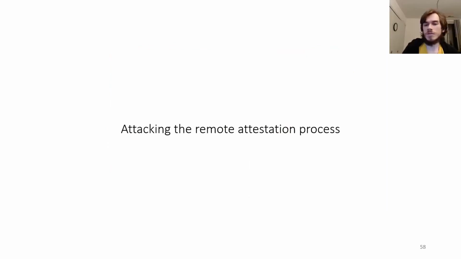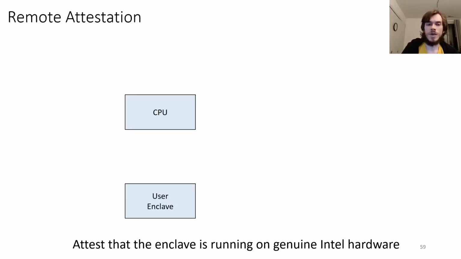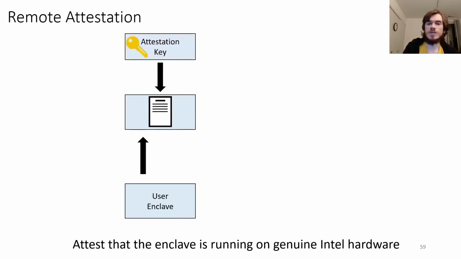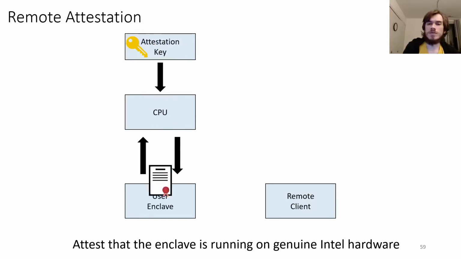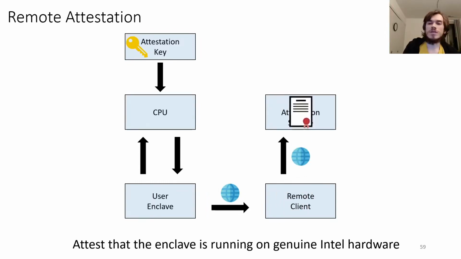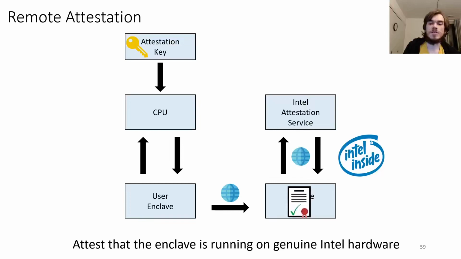So can we do even better than that? Well, that's why we want to attack the remote attestation process. So what is remote attestation? I told you before that it basically attests that the enclave is running on genuine Intel hardware. How does it work? Well, the user enclave produces a report that it forwards to the CPU, and the CPU then uses the attestation key to sign it. And now it produces a code that gets sent back to the user enclave, which it can then send to the remote client, basically the enclave developer, and the enclave developer can then use the Intel attestation service to verify that the enclave was indeed running on genuine Intel hardware.